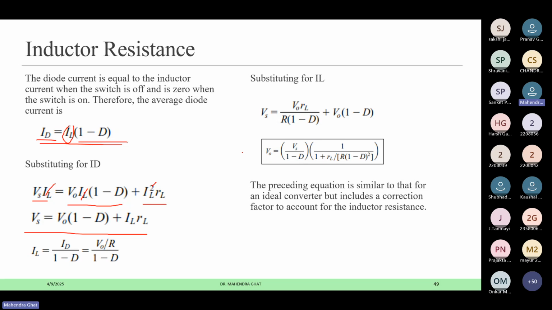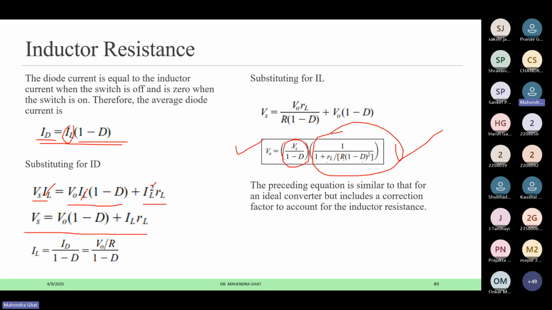From this, if I take the VO equation, what I will get is VS divided by 1 minus D, into the bracket 1 divided by 1 plus RL divided by R into 1 minus D whole square. So this is the actual output voltage for the boost converter considering the non-ideal inductor. Previously you were getting the output voltage as this only. Now this term has been added, which depends on your R value, D value and RL value. So this is the actual equation you will get.